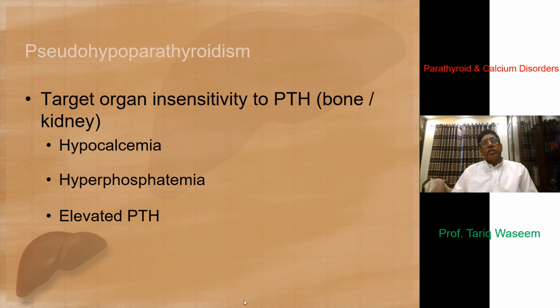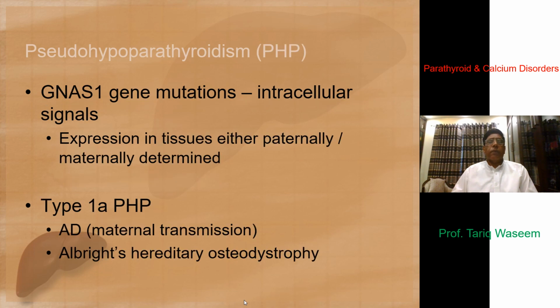The target organ insensitivity to parathyroid hormone, in the bone and kidney, which are the main target organs for the parathormone, results in pseudohypoparathyroidism, and the manifestation would be in the form of hypocalcemia and hyperphosphatemia, because parathyroid hormone leads to more excretion of the phosphate, and if it is not there, the phosphate is retained, and of course there would be elevated parathormone or parathyroid hormone.